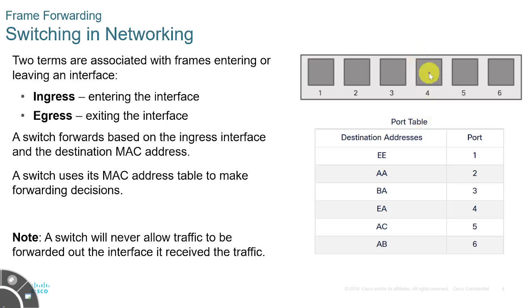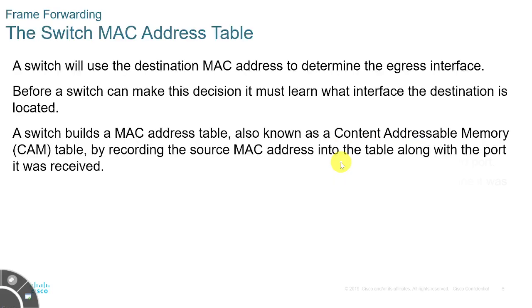For example, as I told you here, if the switch receives from port 4, and imagine that the switch didn't find the destination address in the MAC address table, then it will flood this frame to ports 1, 2, 3 and 5, 6, but doesn't send it to or flood it at port number 4. This is the point.